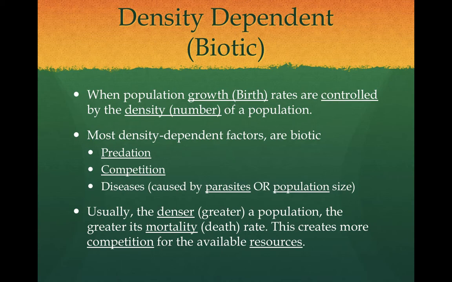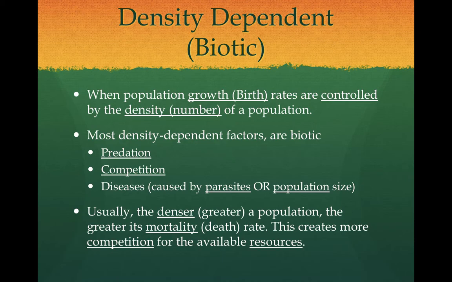Competition between those organisms, or inside their species, between predator versus predator, or it doesn't even have to go that far as to be a predator. It could be how many herbivores live in an area and how much grass is available to them. And then disease. This could be a disease caused by a parasite or the size of the population. A lot of people oftentimes forget about how population size, the more organisms you have in a specific area, they can actually start to develop their own disease.